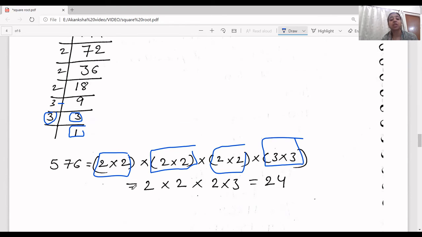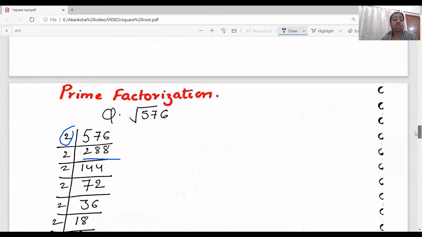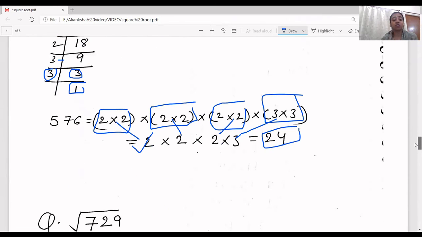How will we be doing this? The first number 2 will be taken from this pair. The second number 2 will be taken from the next pair. The third number 2 will be taken from the third pair. And the last, fourth term will be taken from the fourth pair, which is 3. So 2 into 2 into 2 into 3 will give me 24. So the square root of 576 is going to be 24.